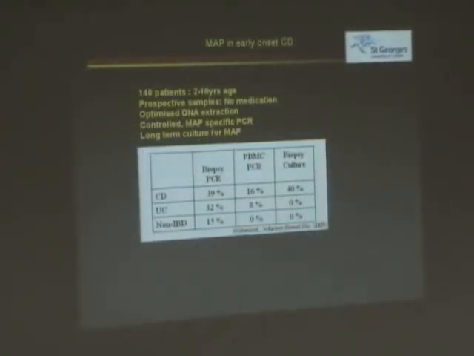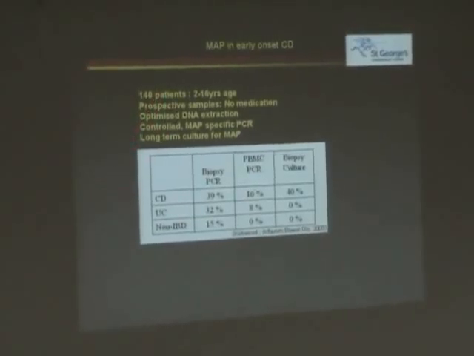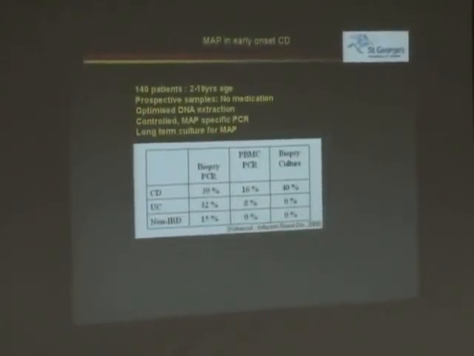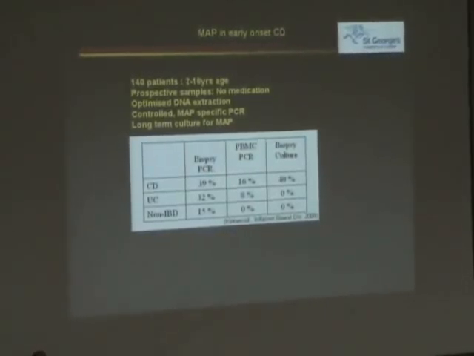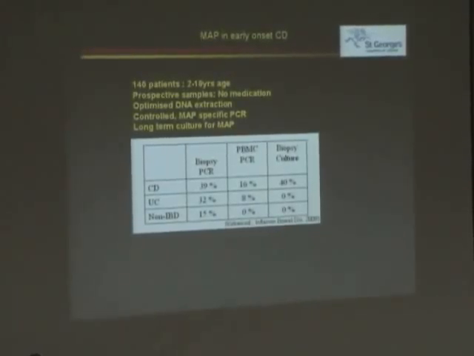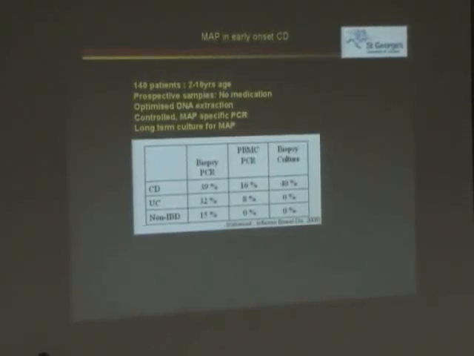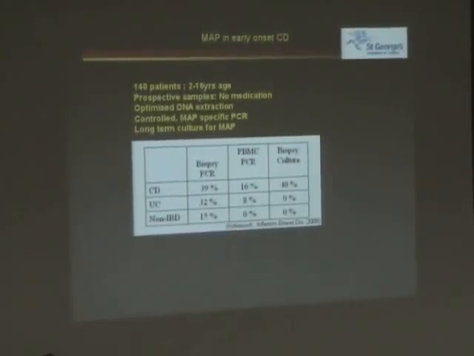So it's very nice to read this year a good study, something that takes all these into account. This is Carl Kirkwood's work from Melbourne, Australia. Here they're using 140 patients, that's a lot of patients, and they are paediatric patients coming into their clinic, and they're prospective samples, so they're not treated. They're using a good optimized DNA extraction, good controlled MAP-specific PCR, and importantly, they're growing the cultures for a long time, they grew them for a year.